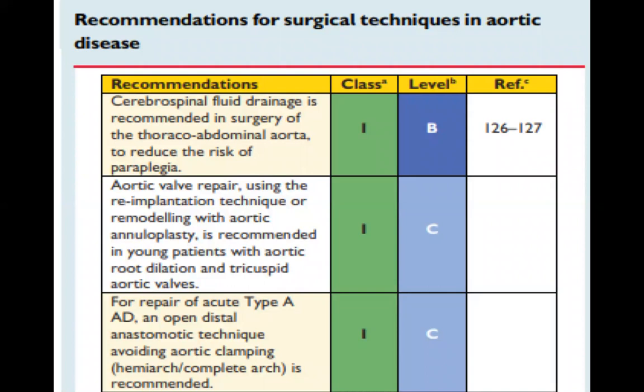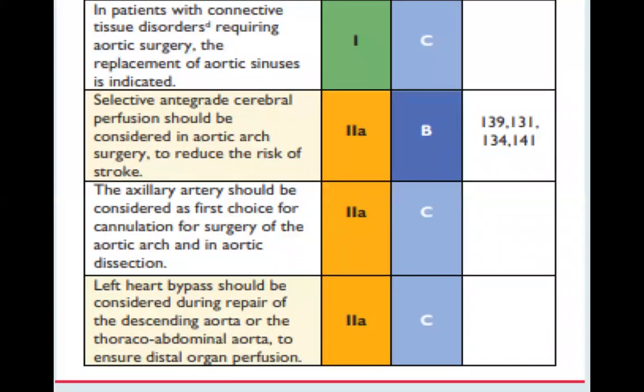Yeah, what else? Cerebrospinal fluid drainage is basically for thoracoabdominal aorta procedures. But for the aortic valve repair using the reimplantation technique with aortic annuloplasty in young patients with root dilatation and tricuspid aortic valve, that is a class 1 indication for valve sparing procedures. So yeah.